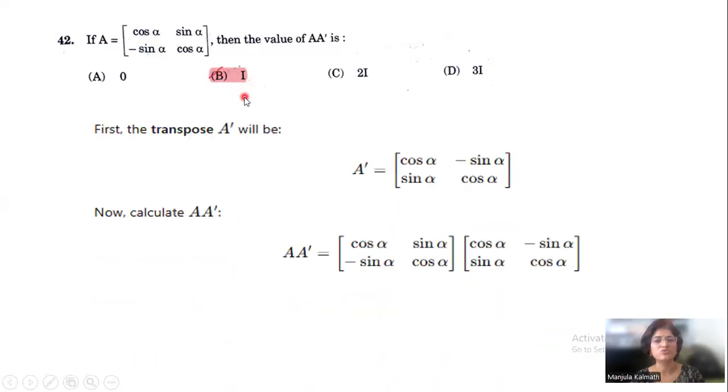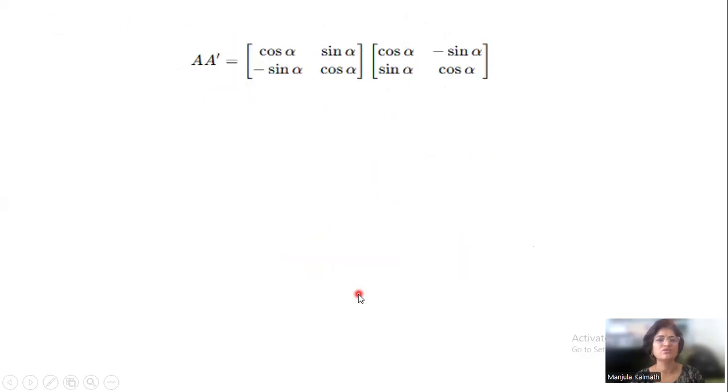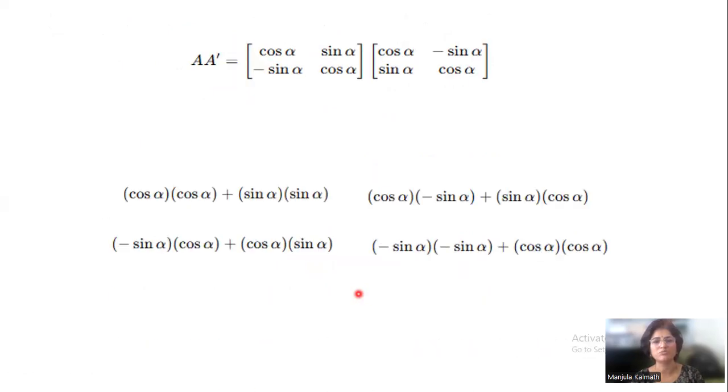First we calculate the complement of the given matrix. Cos alpha, sin alpha becomes cos alpha, sin alpha in a column; rows become columns and columns become rows. Now this is the given A and this is the complement of A, that is the transpose of the matrix. Now we have to multiply both. By multiplying both, we have A into A complement.